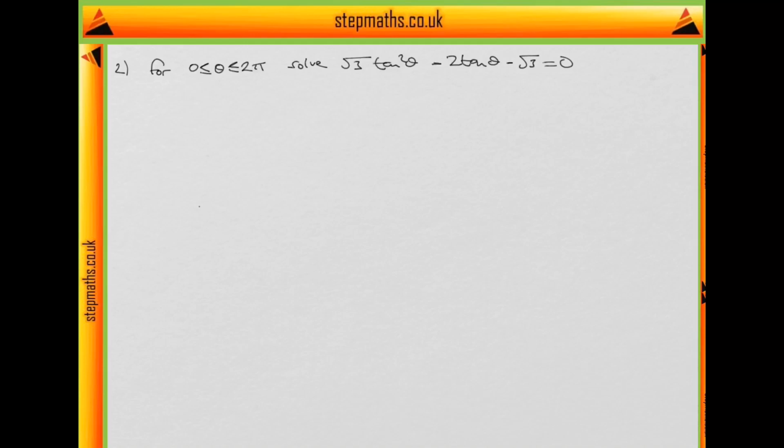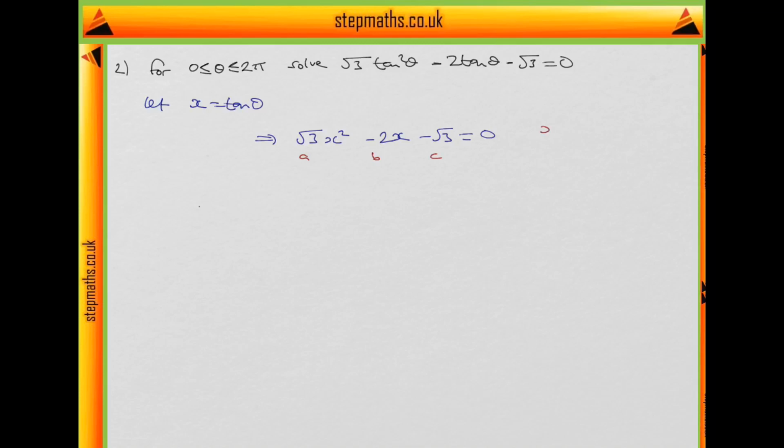So what we notice is that we actually have a squared, a linear, and a zero power term. So what we do is we're going to let x equal tan theta, and then it will be clear to see that we get root 3 x squared minus 2x minus root 3 equals 0, and therefore we have a quadratic. So we're going to use our quadratic formula. So this is our a term, this is our b term, and this is our c term.